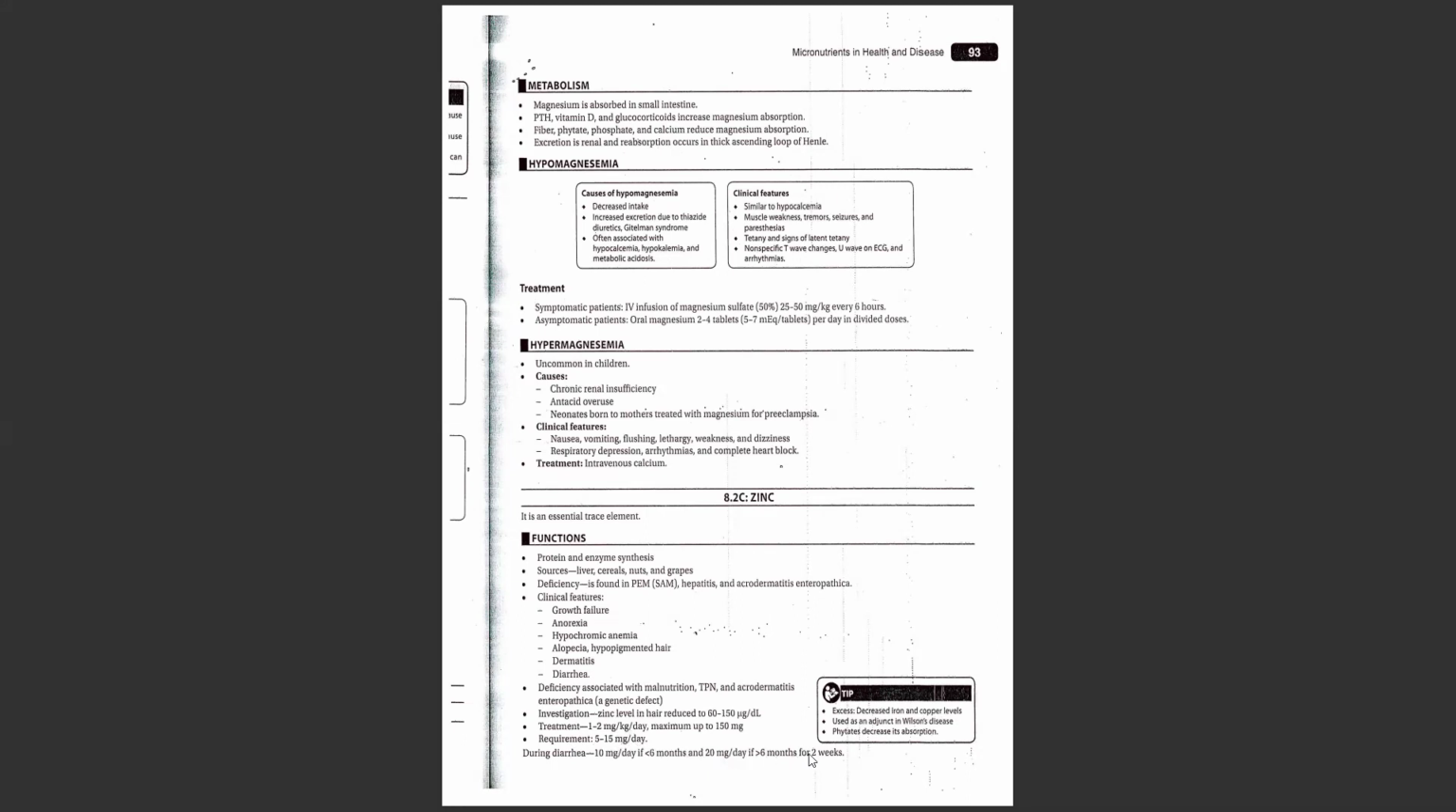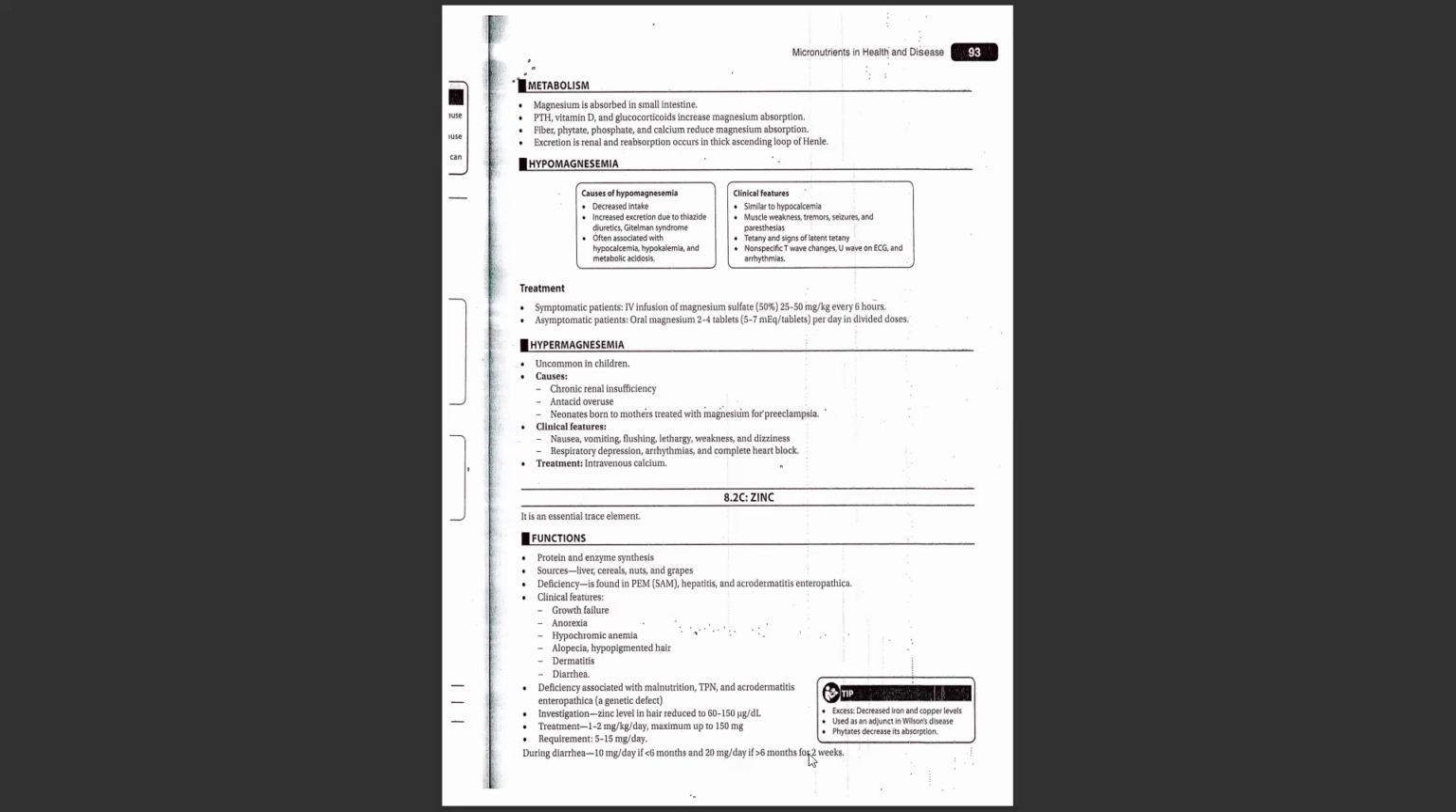Also, delayed sexual maturation and hypogonadism are prominent features of zinc deficiency in the adolescent child. And other features like anemia, anorexia, diarrhea, alopecia, dermatitis, impaired immune function, poor wound healing, and skeletal abnormalities are the features of zinc deficiency.